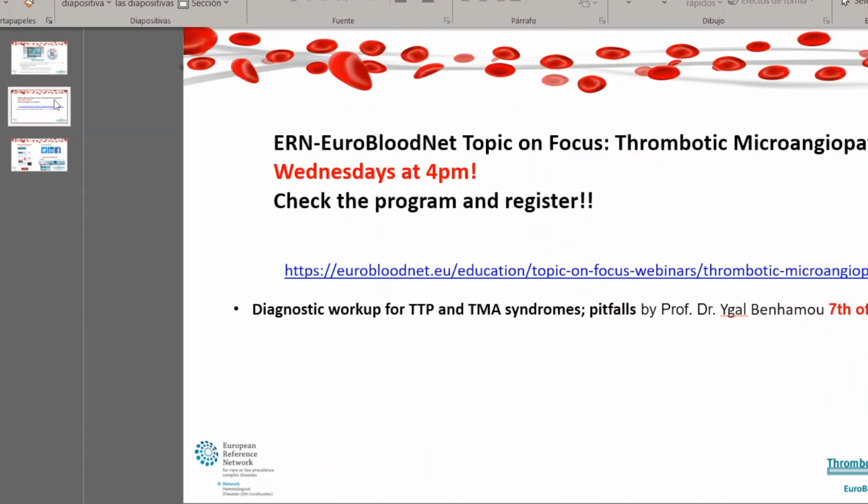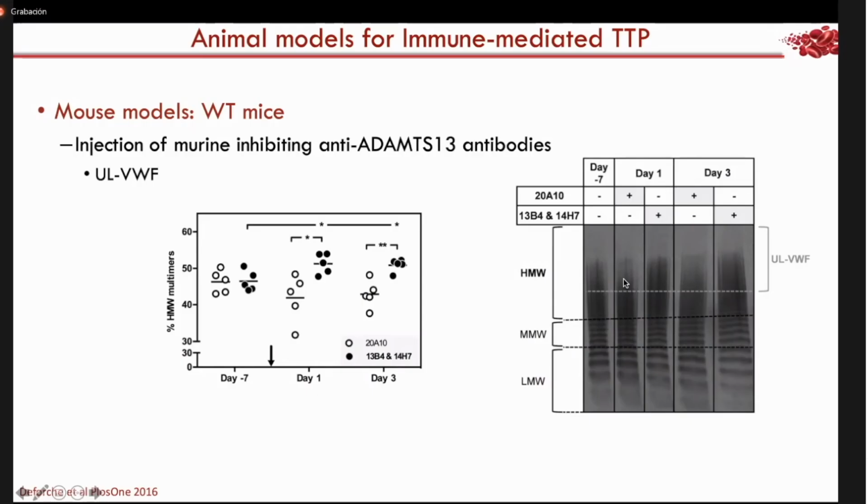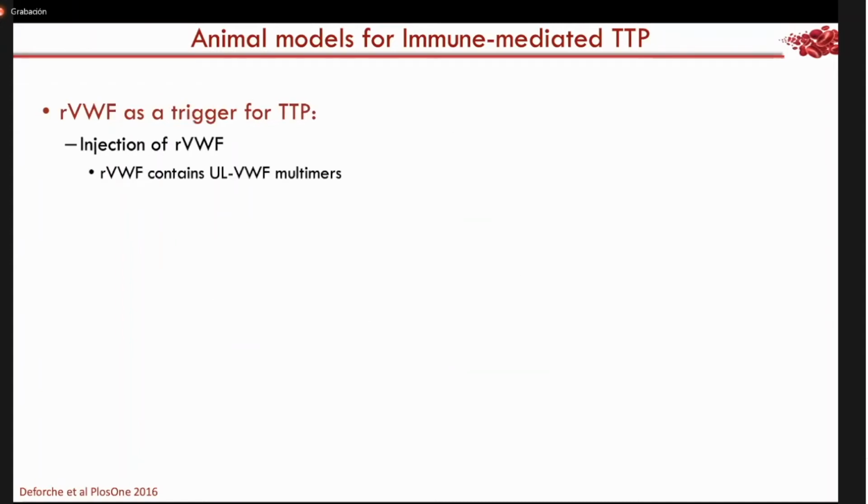And you can see that on the multimer gel. I will just pick out 2 lanes you have to focus on. Look at day 1. If you inject the control antibody 2810, you see the normal multimer pattern. If you inject the 2 inhibiting antibodies, you see an increase in these high molecular weight multimers, which also contain the ultra-large VWF multimers. But the mice did not develop spontaneous TTP, just like in congenital TTP, and therefore we used recombinant VWF as a trigger.